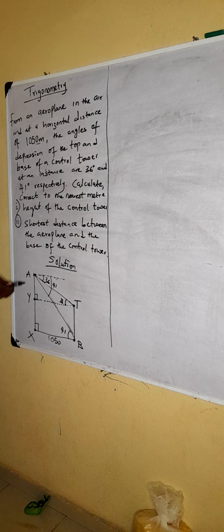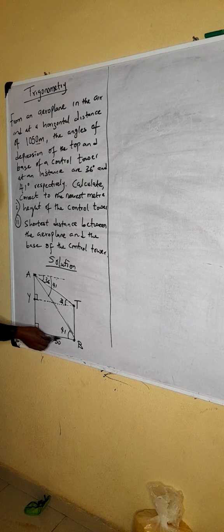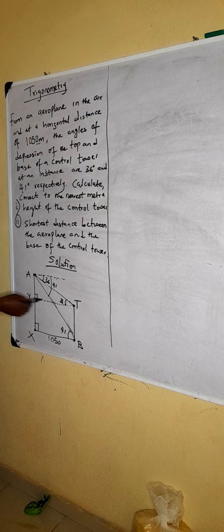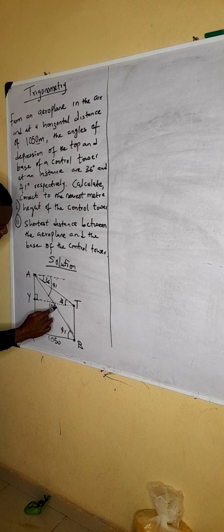This triangle AYT is also a right angle triangle, and you observe that this horizontal distance between the airplane and the base of the control tower will be the same as the horizontal distance between the airplane and the top of the tower, because opposite sides of a rectangle are equal. Therefore, here is 1050, here is also 1050.